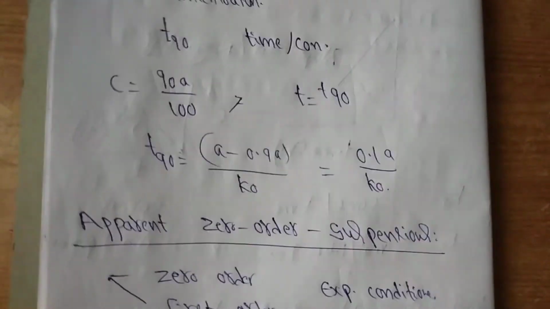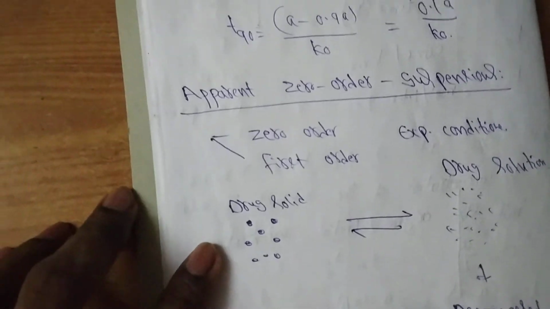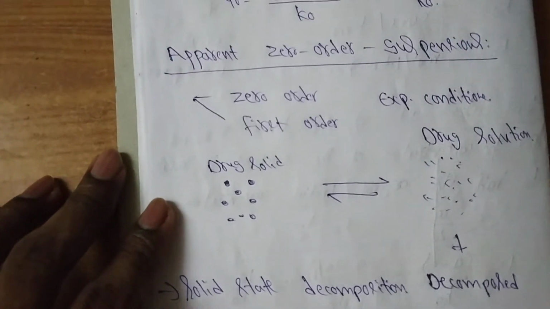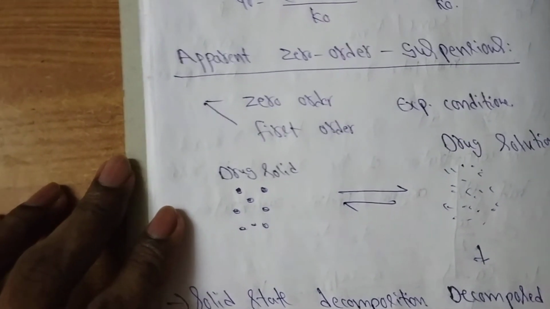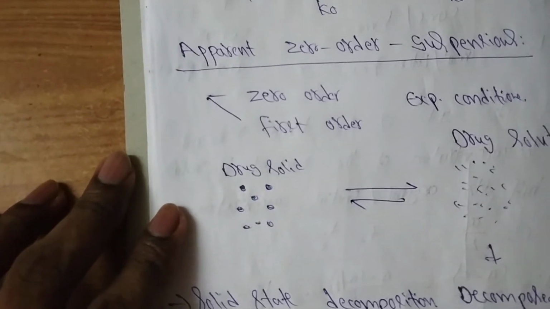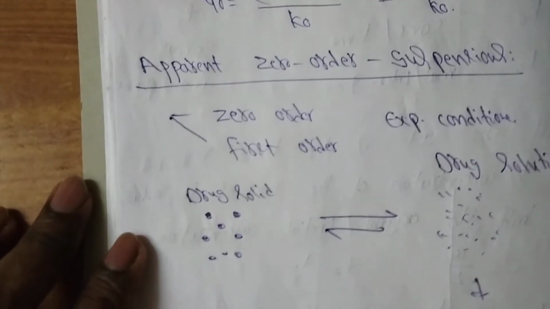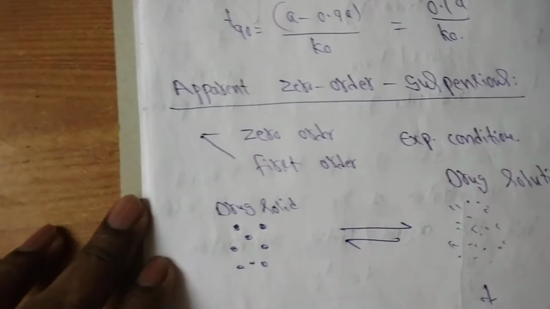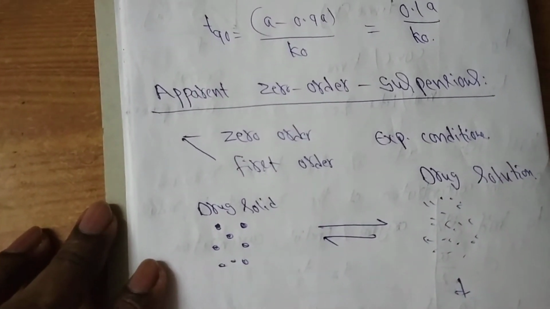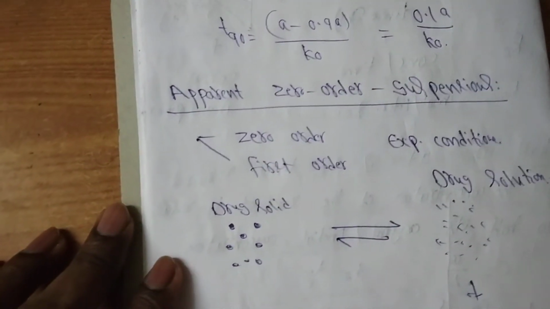Some types of compounds follow either first order kinetics or zero order kinetics based upon the experimental conditions. So they are called apparent zero order. Most of the suspensions follow apparent zero order.